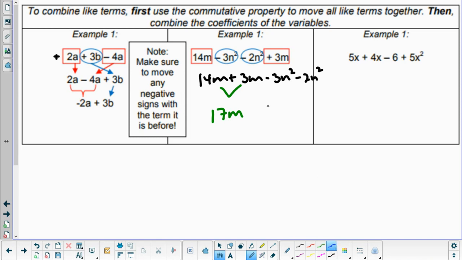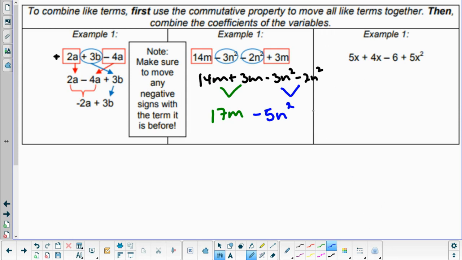And then since these two are like terms, I can combine them together. Negative 3 plus negative 2 gives me negative 5n squared. These two pieces cannot be combined together because one has an m and the other one has an n squared. Okay, let's try the last example.